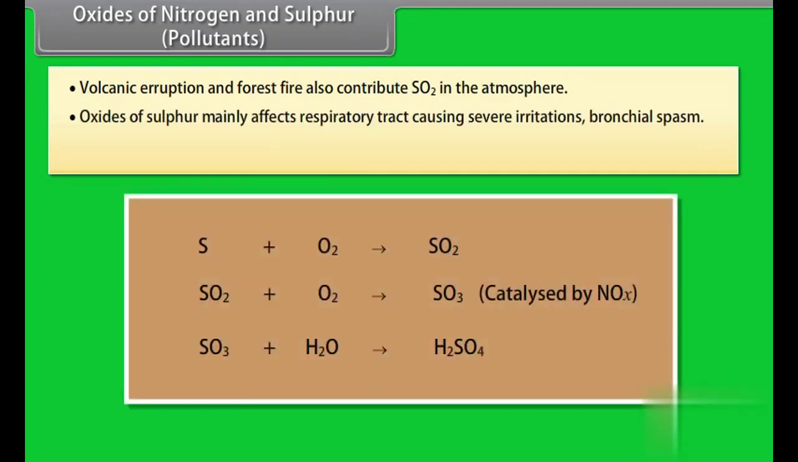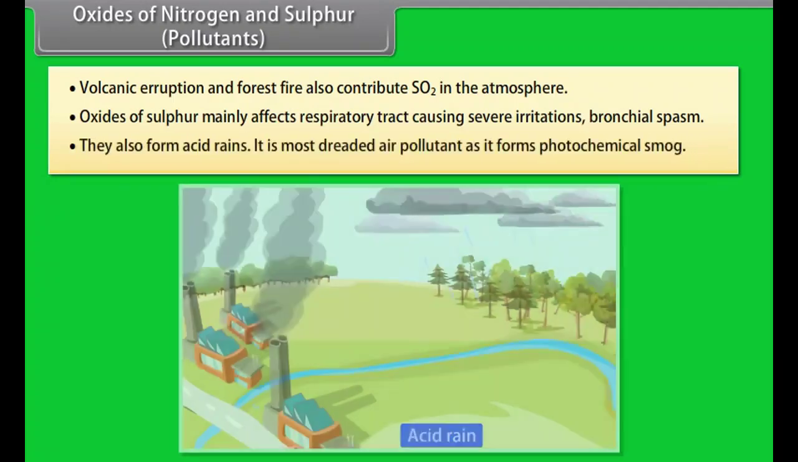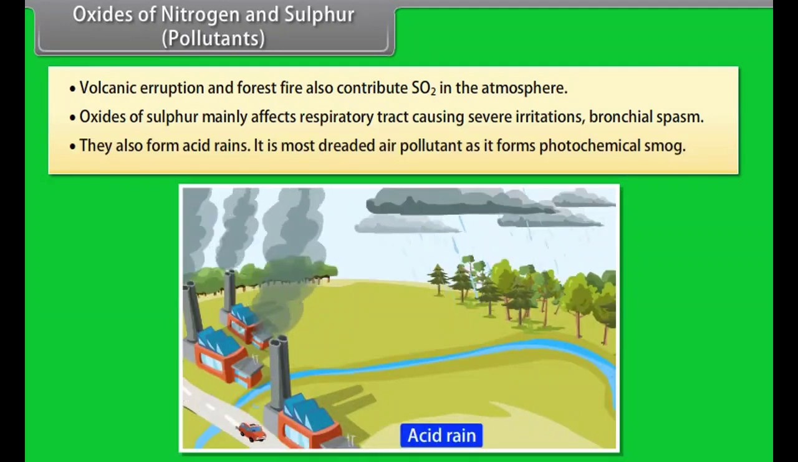Oxides of sulfur mainly affect the respiratory tract, causing severe irritation and bronchial spasm. They also form acid rains. It is the most dreaded air pollutant as it forms photochemical smog.